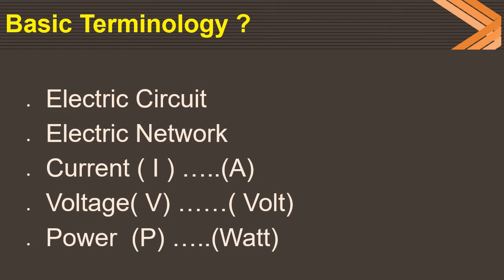The basic terminologies are nothing but your electric circuit, electric network. The current is denoted by I and measured in amperes. Voltage is denoted by V, measured in volts. The power is measured in watts and denoted by P.